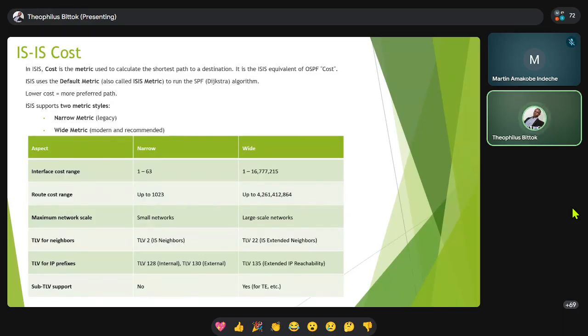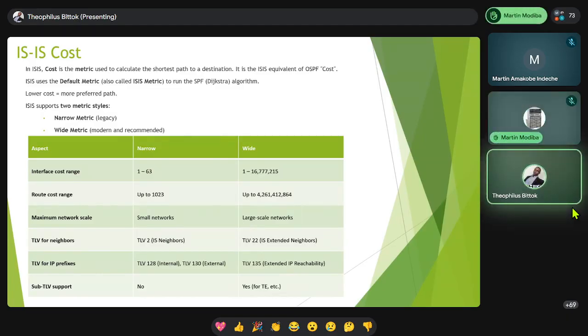Also, another thing that could drive you in deciding the cost that you put on a certain link is the latency. Maybe the link might be stable, yes, but it has a high latency. So if I have latency sensitive traffic, then I may decide to give that link a lower cost. Even if it is of low capacity, if the latency is low, I may put it at a low cost.